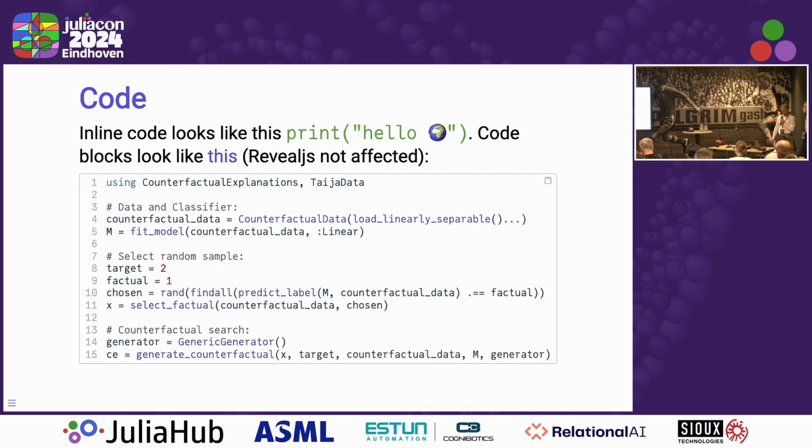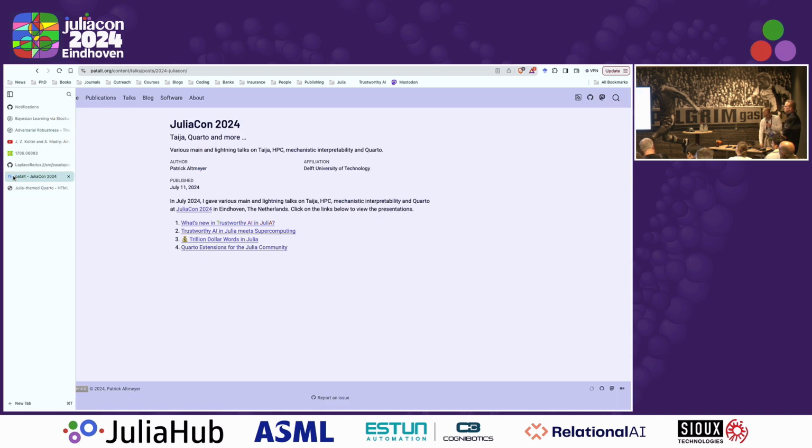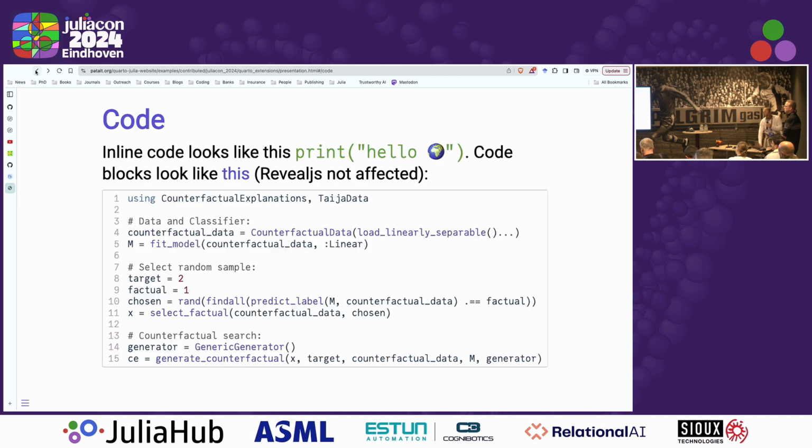This is what inline code looks like. So this print statement here is using the Julia green, and it is using the Julia mono font. Unfortunately, code cells in Reveal.js are not affected, so this is just the default code, but we can move over here to see on our corresponding website what this looks like. So again, we have the Julia color theme going on here, and let me just move back here.